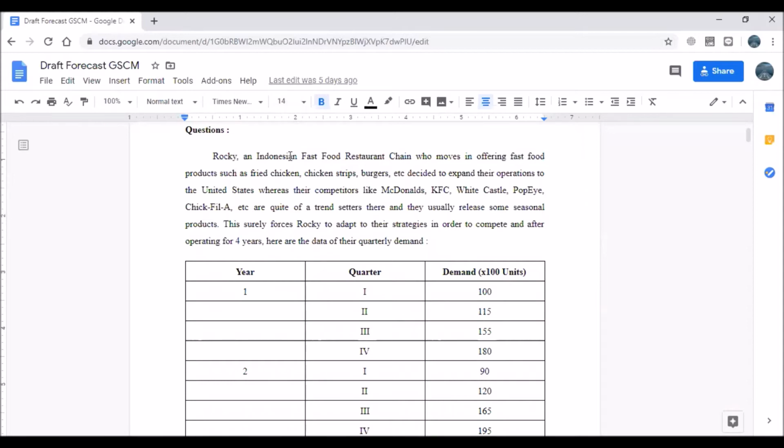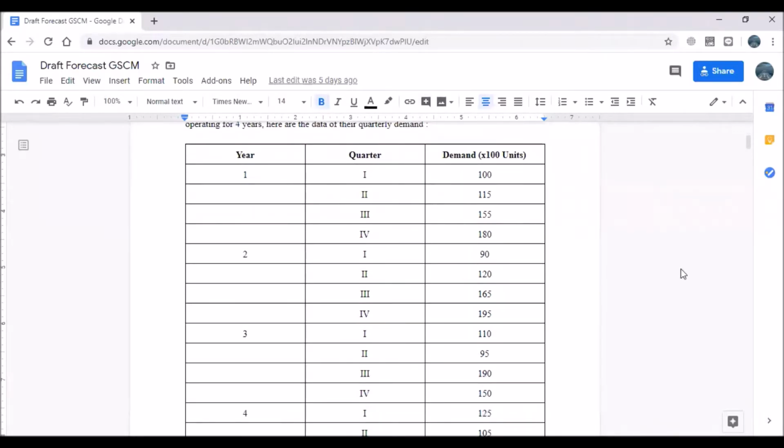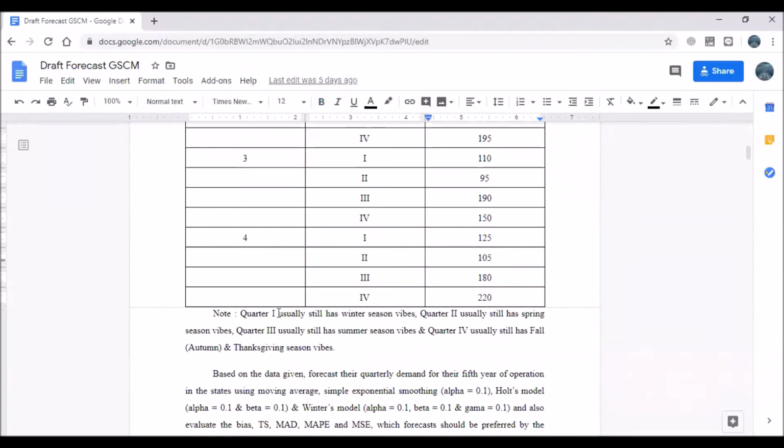Whereas the problem is that there are a lot of trendsetters there, and they usually release some seasonal products, which means that they are affected by seasons, whether it's winter, summer, spring, or fall. And this really forced Rocky to adapt their strategies in order to compete. So far they've operated for 4 years, and these are their data of the operations and the demand. It's divided into quarters, 4 quarters in each year, and each quarter is also affected by a season like winter, summer, fall, or spring.